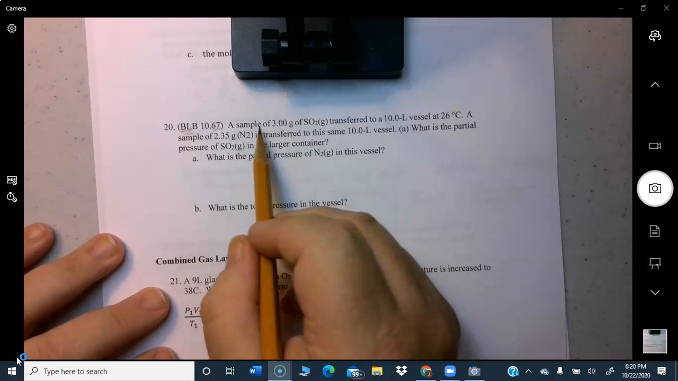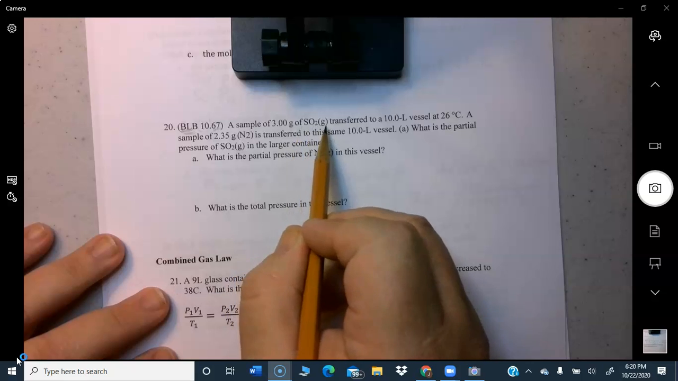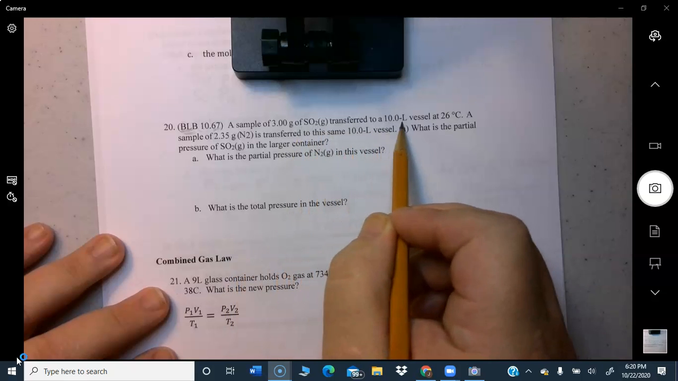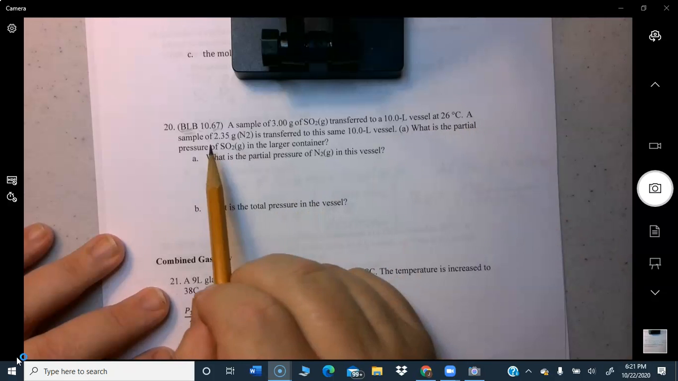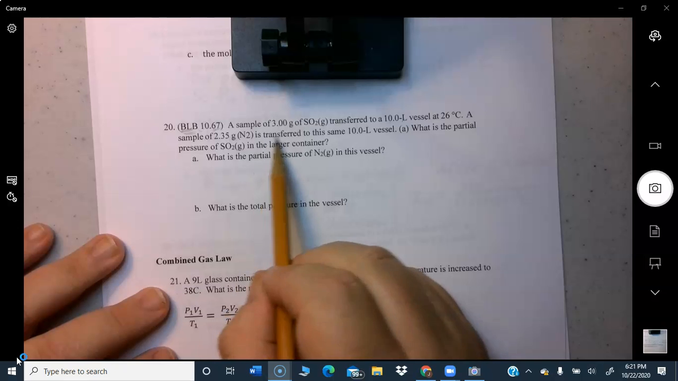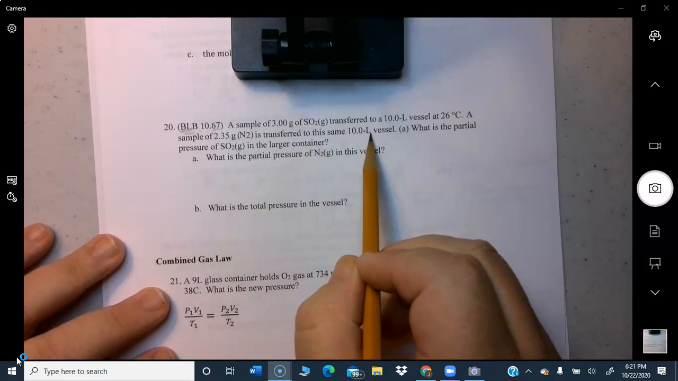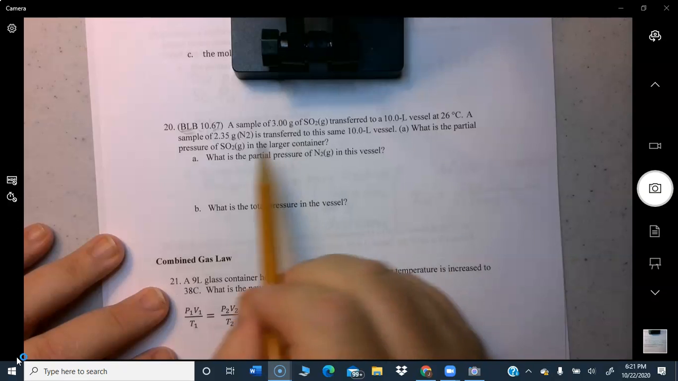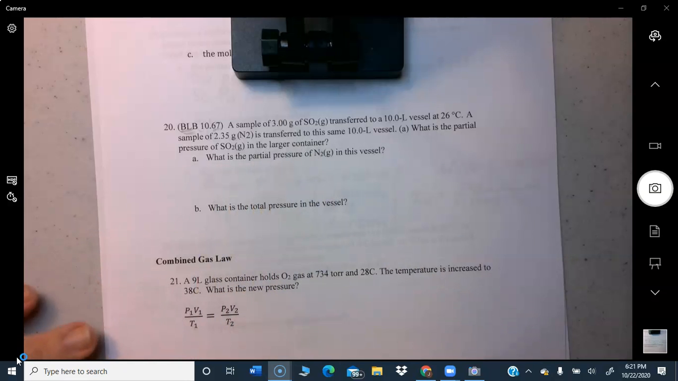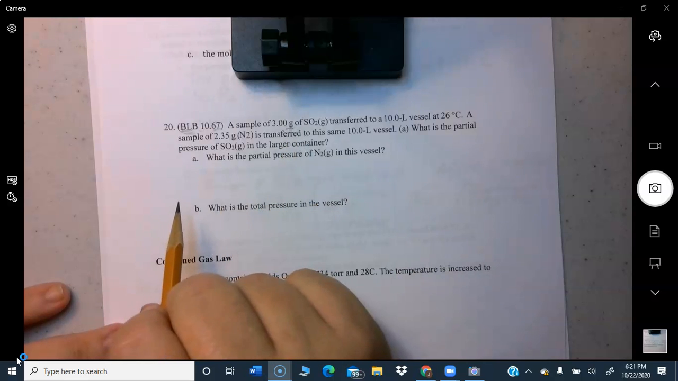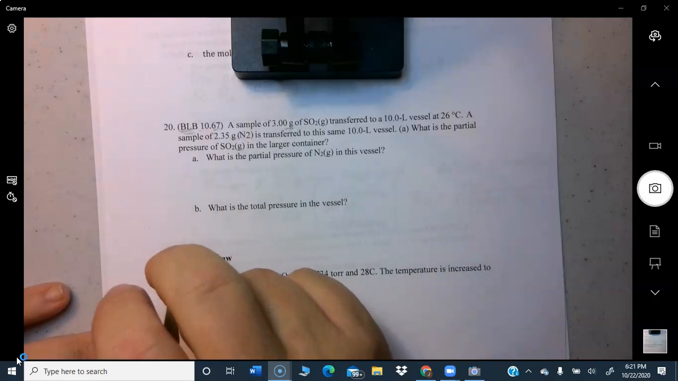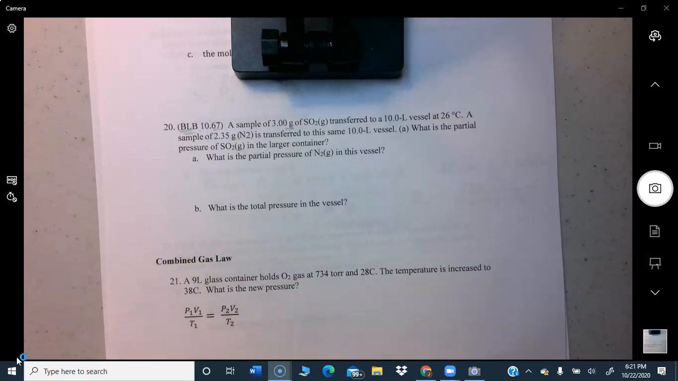So you have a sample of 3 grams of SO2 gas is transferred to a 10-liter vessel at 26 degrees centigrade. A sample of 2.35 grams of N2 is transferred to the same 10-liter vessel. What is the partial pressure of the SO2 gas in the larger container? Okay, well, the moment you saw grams here, you probably said, okay, we're going to have to convert that to moles. We don't do anything in chemistry in grams other than weigh things in the lab, and then we have to convert to moles to actually do chemistry.